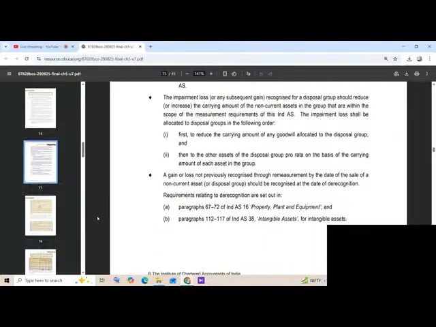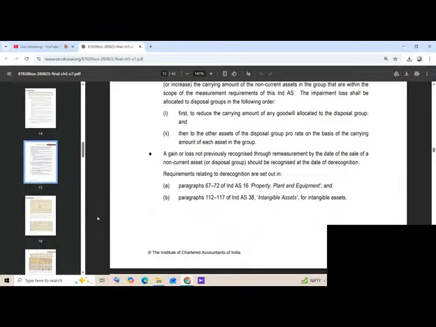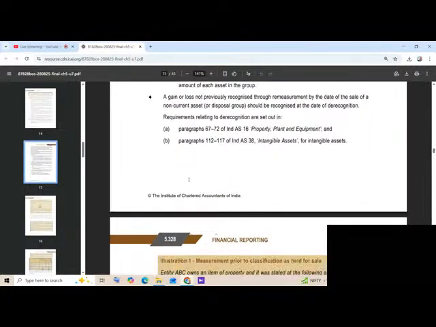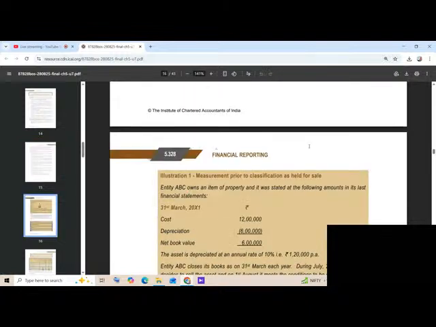A gain or loss not previously recognized through remeasurement by the date of the sale of a non-current asset should be recognized at the date of derecognition. Requirements relating to derecognition are set out in paragraphs 67 to 72 of Ind AS PPE and paragraphs 112 to 117 of Ind AS 38 intangible assets.